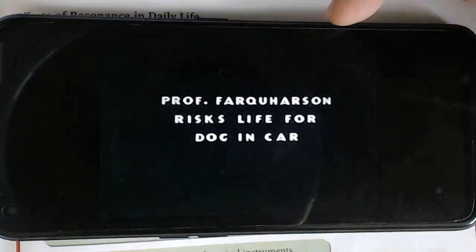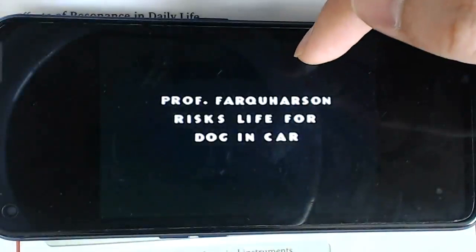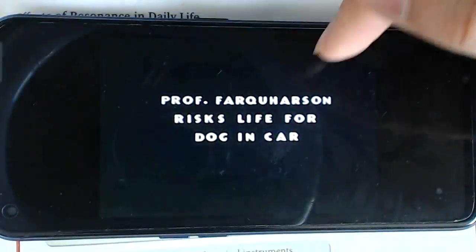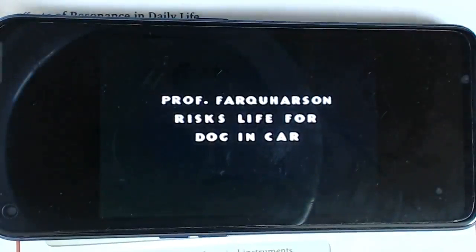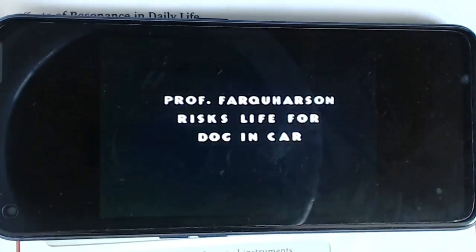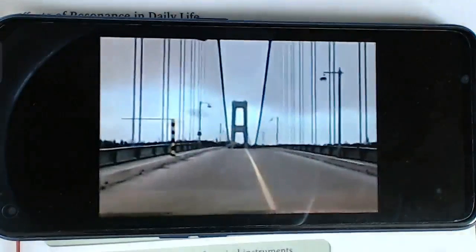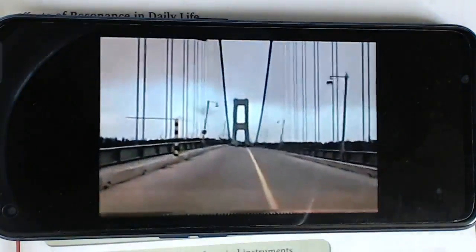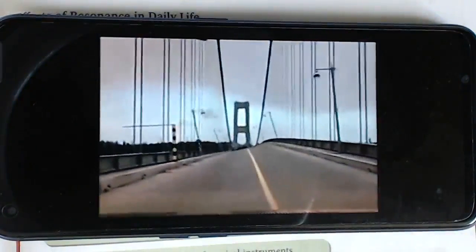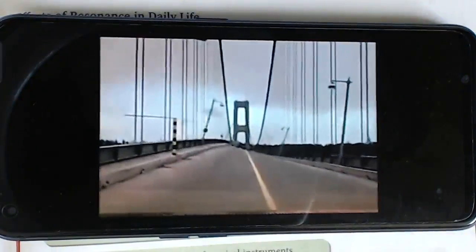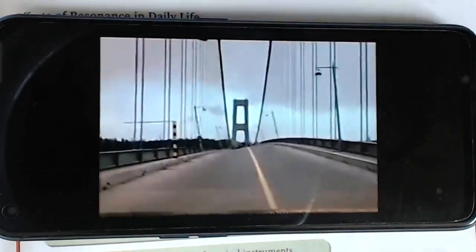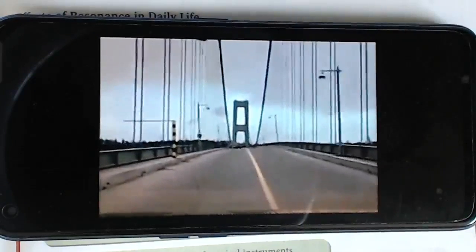So what caused this to oscillate like that? What caused this bridge to oscillate like that? Do you know what caused this bridge to oscillate like this? Okay, who wants to go on this bridge? It's very interesting.